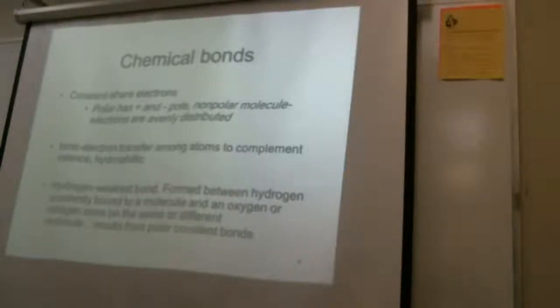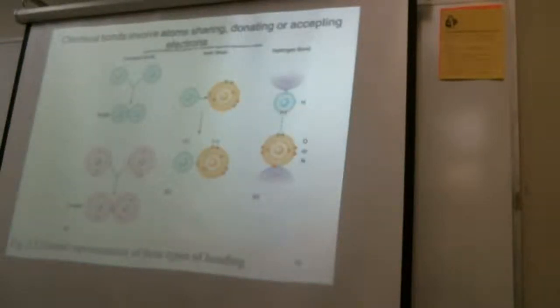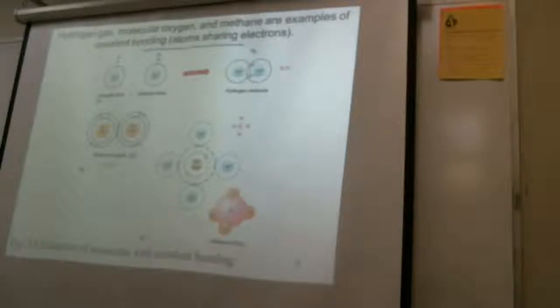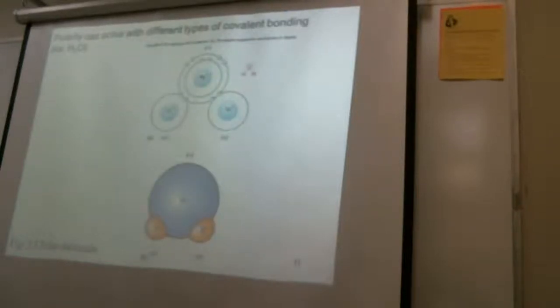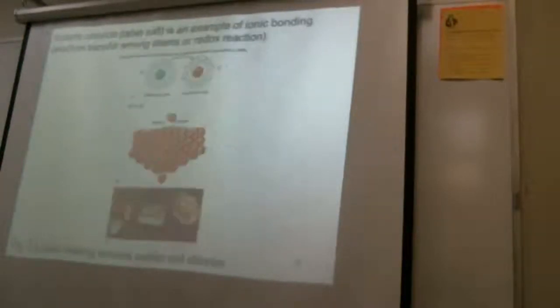Hydrogen bonds are easily broken apart. Covalent bonds are the strongest. Ionic bonds, given the right situation, will break apart really easily too. So ionic bonds and hydrogen bonds are a lot less stable than that covalent bond. All of these are just pictures.